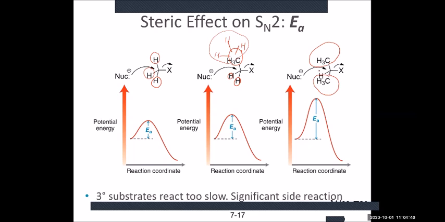This is how big they are. That means it becomes much harder for the nucleophile to attack this carbon, because these two methyl groups act almost like a shield. You start with one shield, it still can be attacked. But the structure with two shields is much harder to attack.